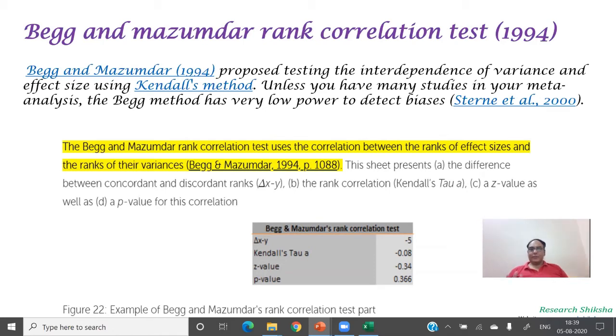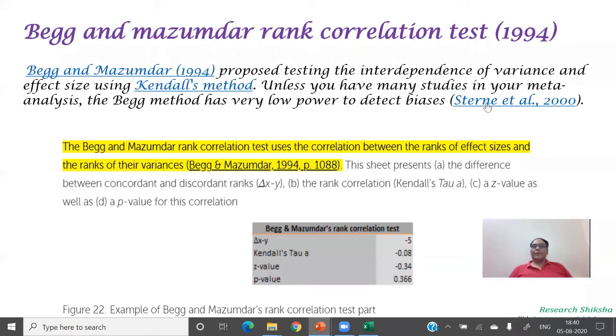Simple. Now the problem is that, number one, the power of this test is very poor. And this correlation also depends upon the parameter. Parameter means whether the effect size is odds ratio, risk ratio, or correlation. So this test depends upon the parameter. This is the problem of this Begg and Mazumdar rank test. But most of the software shows you the result of Begg and Mazumdar, so if you want, you can report it. This is one of the tests which checks whether the studies have publication bias or not.